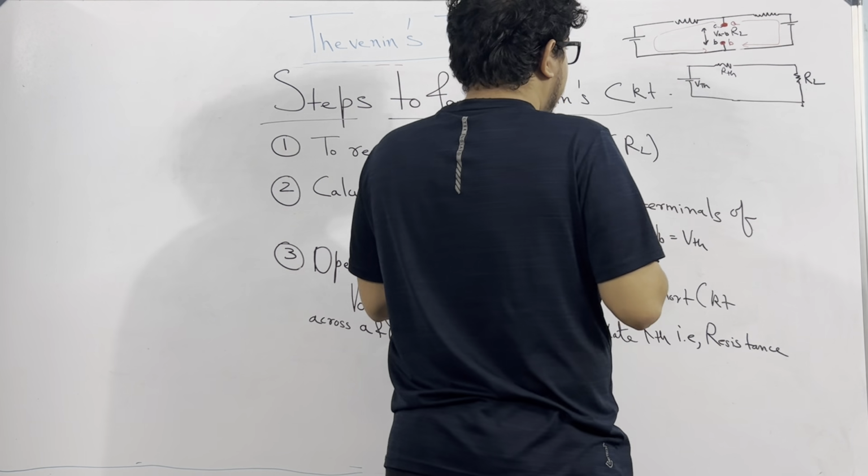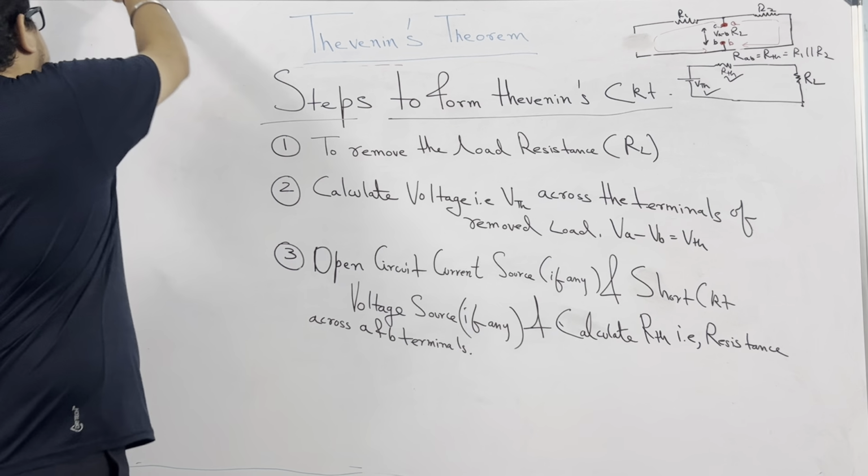Suppose some current source was present in this circuit, then I would just leave it as an open circuit. So the net resistance will be only R2. Between A and B, only R2 is in a complete circuit. This is open circuit, so it will have no value. So these were the 3 steps we have to follow in order to get the Thevenin's circuit.